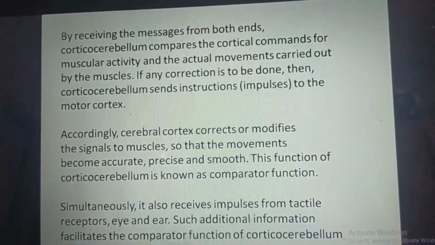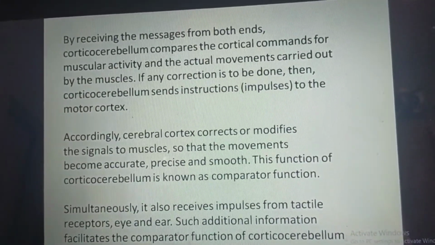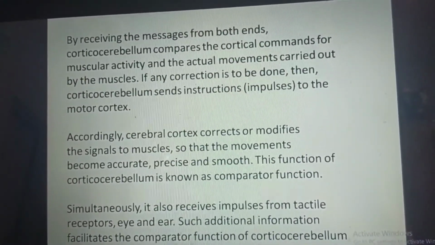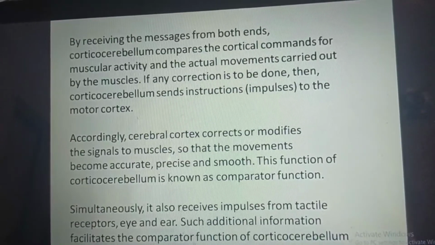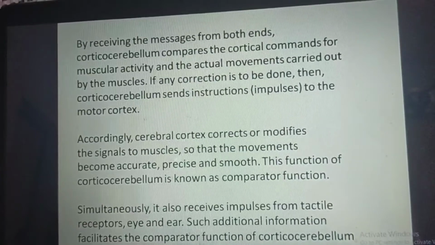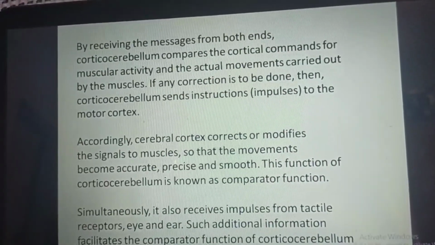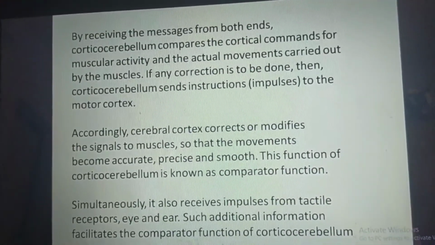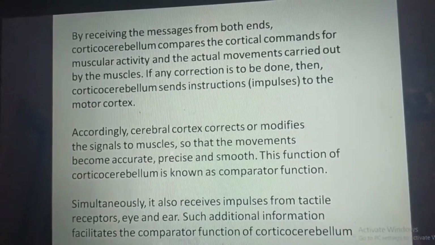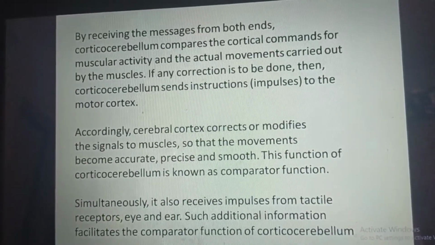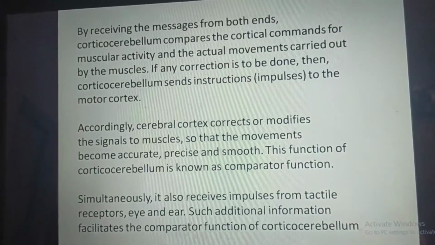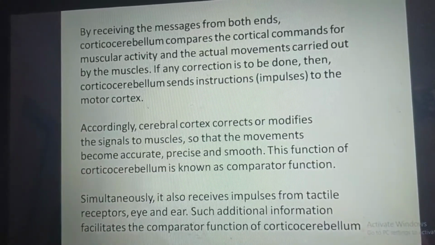By receiving the messages from both the ends, corticocerebellum compares the cortical commands for muscular activities and the actual movements carried out by the muscles. If any correction is to be done, then corticocerebellum sends instructions in the form of impulses to the motor cortex. Accordingly, cerebral cortex corrects or modifies the signal to muscles so that the movements become accurate, precise and smooth. This function of corticocerebellum is known as the comparator function.